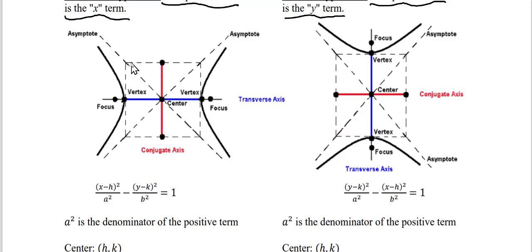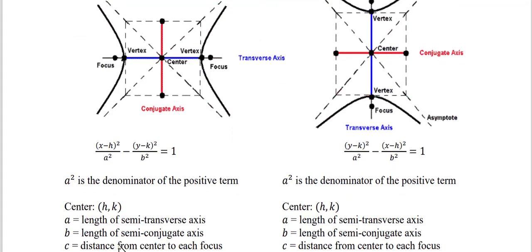The center is halfway between the vertices. It will be h, k in this formula, whichever format it's in. Even if these two are switched, the number subtracted from the x is still the x coordinate of the center.